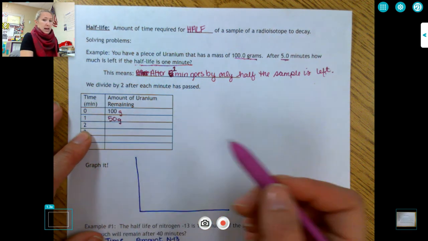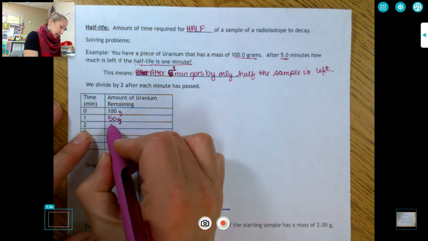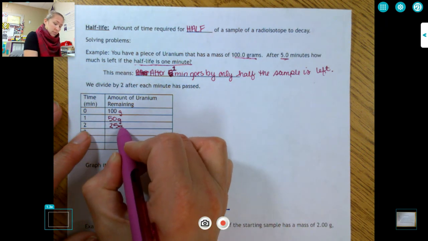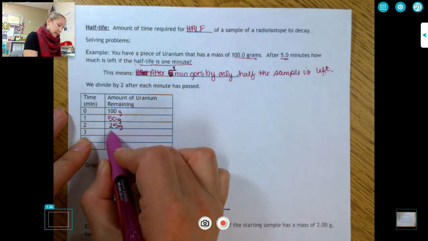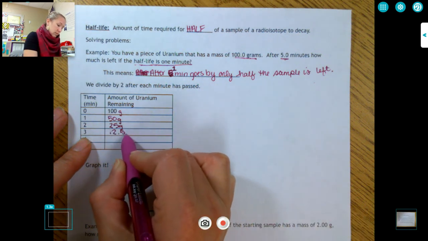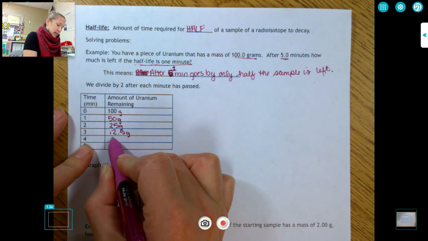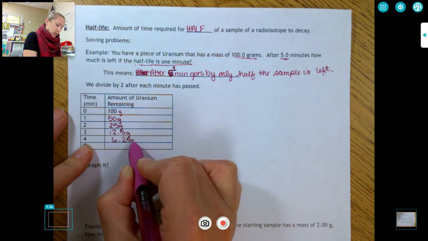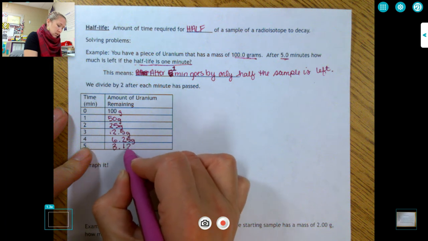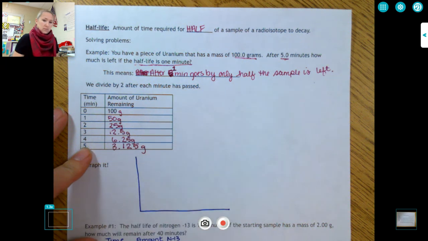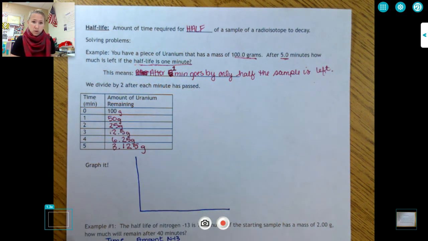Another minute goes by, half the sample decays away. Now I have 25 grams. Another minute goes by, half of it decays. Now I'm at 12.5 grams. And then it happens again, 6.25 grams. Happens again, 3.125 grams. And I keep getting smaller and smaller and smaller.